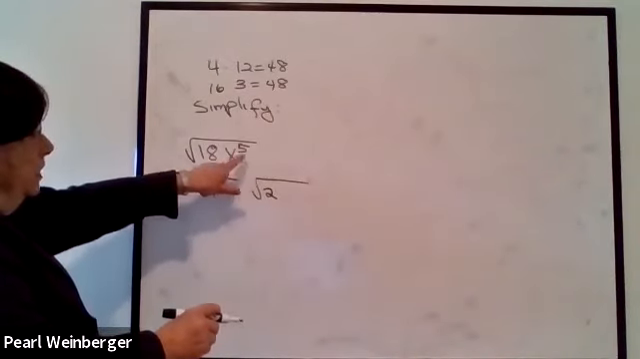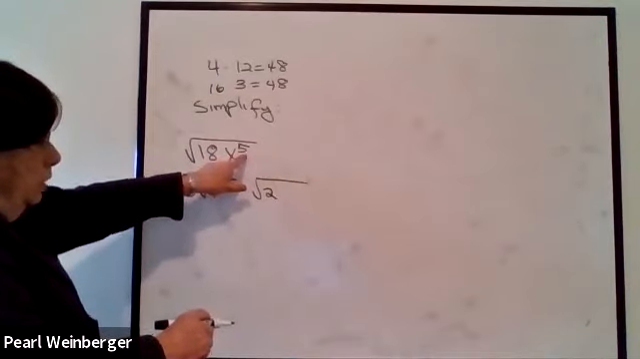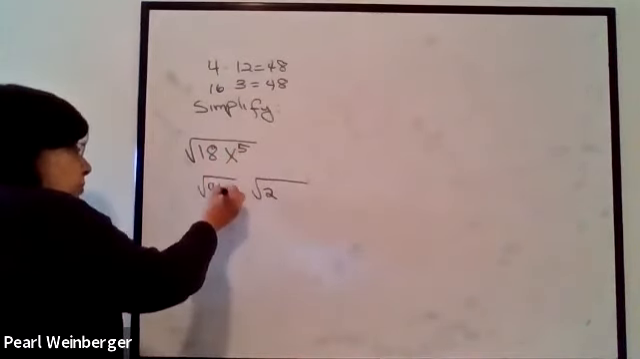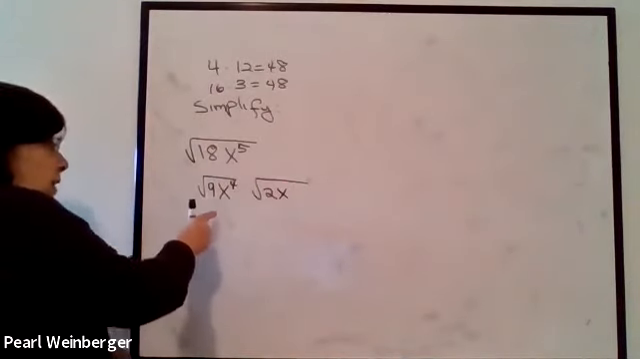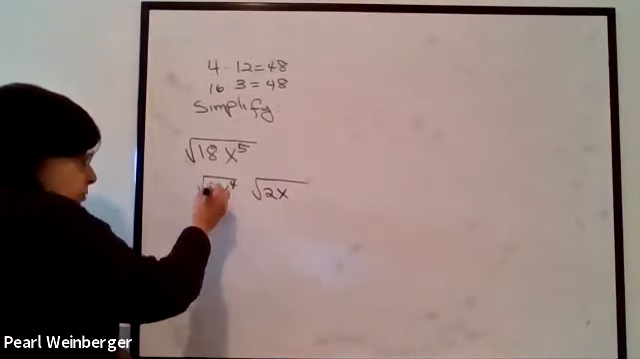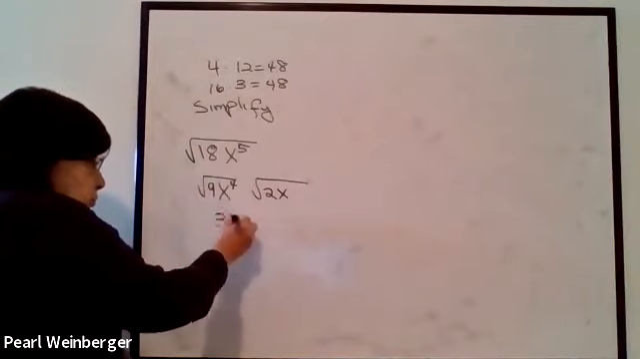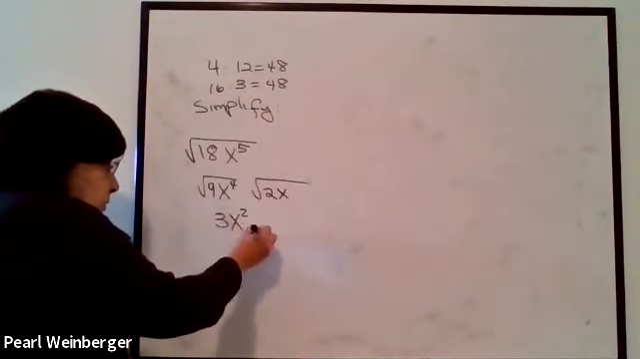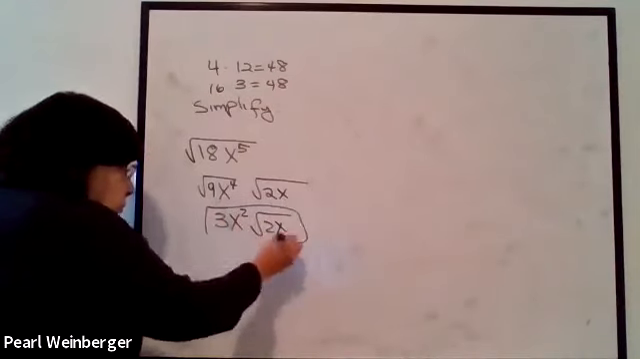The x to the fifth, that's easy to break up. It's odd, so I subtract 1 from it. 5 minus 1 is 4, so I'm getting x to the 4th here and x here. And now I can take the square root of 9x to the 4th. The square root of 9 is 3, and 4 divided by 2 is 2, so it's 3x squared radical 2x. That should have been the answer you got.